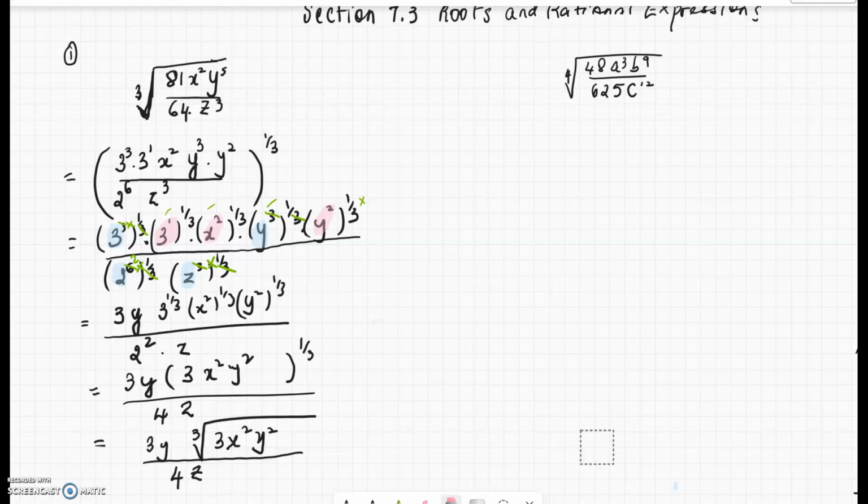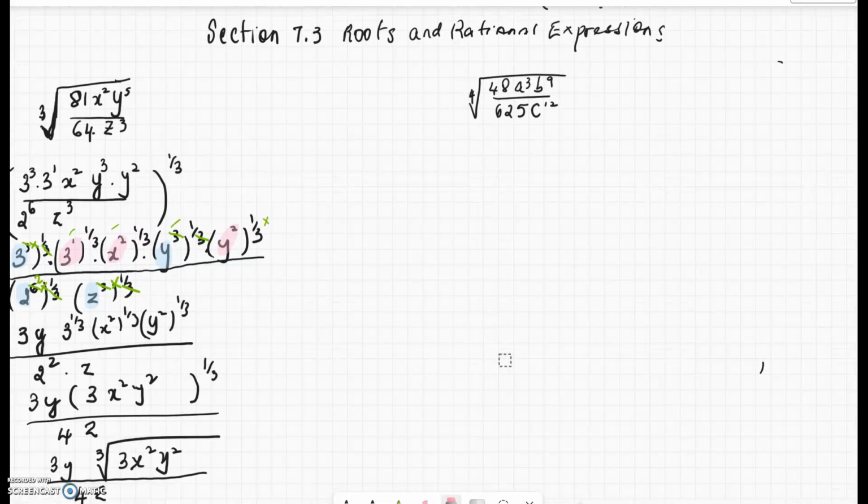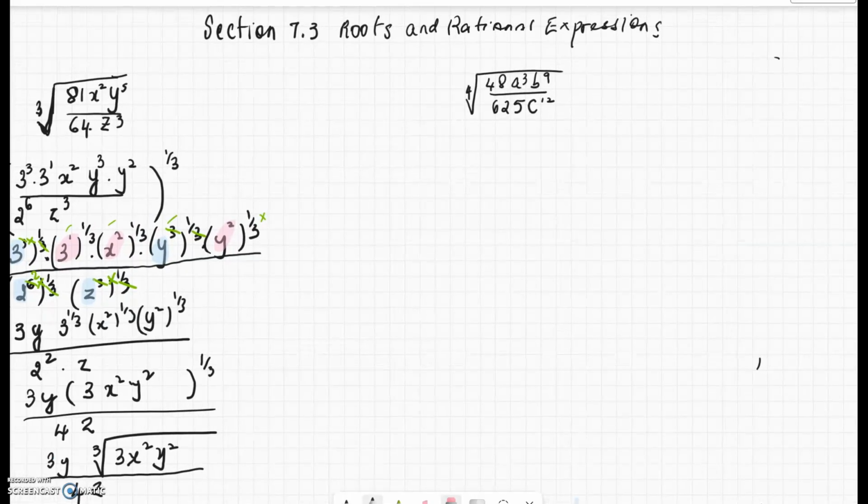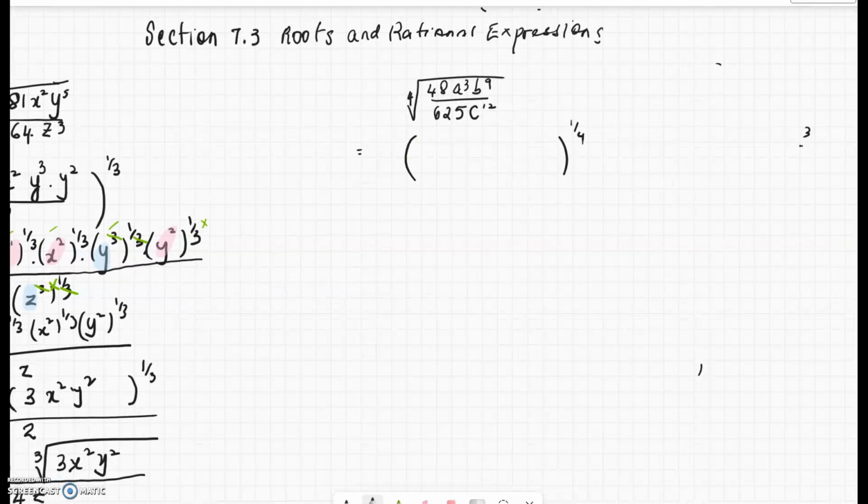So we have the 4th root. So now if it's the 4th root, let's think ahead. It's going to be whole to the 1/4, because that's the 4th root. And that's important to note, because based on that exponent, we're going to break down the numbers.